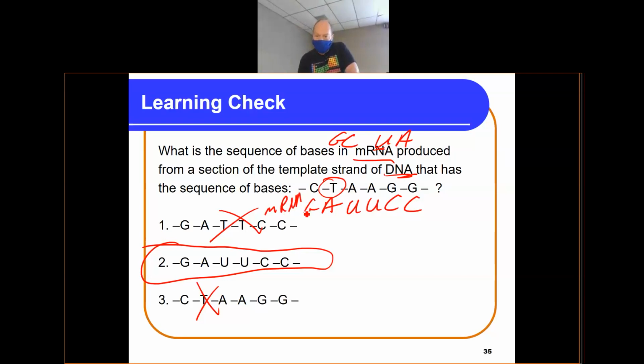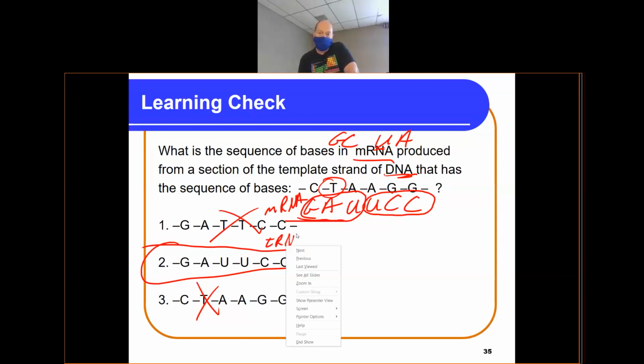In this case, we have two codons in this messenger RNA: GAU and UCC. This is messenger RNA. This is where the codons are. When your transfer RNA comes in, it's going to come in with the anticodons. There is not an anticodon chart. The chart is a codon chart. So these are the codons. The transfer RNA has the anticodon.